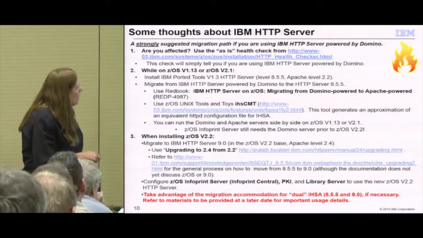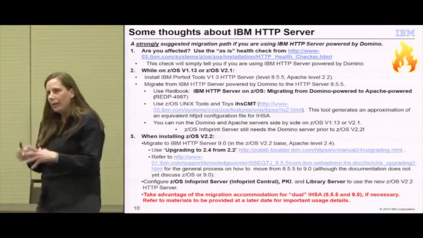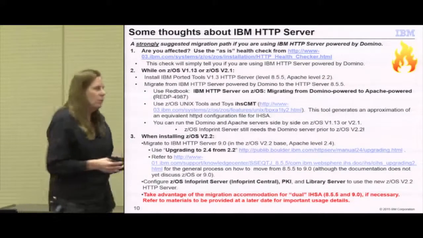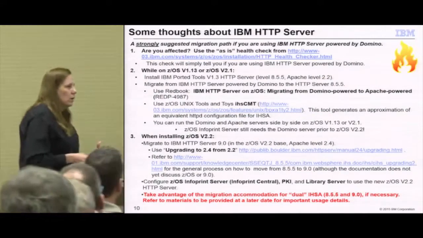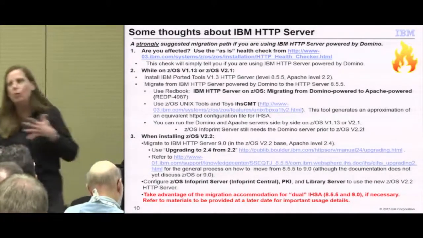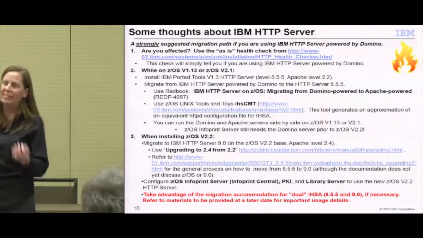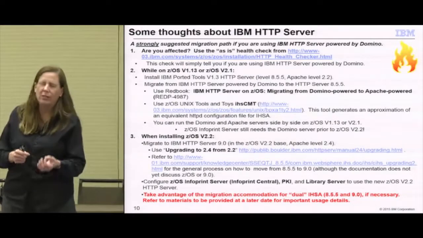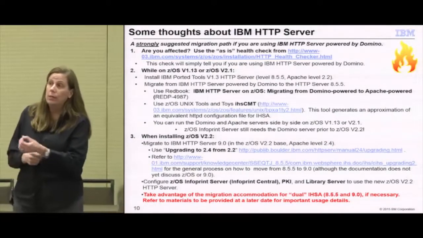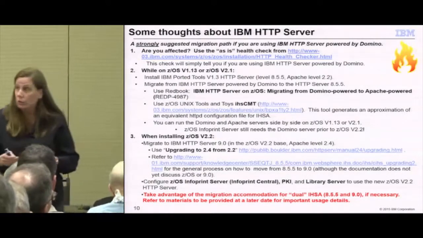Another thing to keep in mind is that you can run on z/OS release 13 and 2.1 the Domino and the Apache 8.5.5 servers concurrently. And in fact, if you're using the InfoPrint Server, the InfoPrint Central function of the InfoPrint Server, that's exactly how you have to run, because InfoPrint Server, InfoPrint Central function does not support Domino. It does not support Apache yet on 13 and 2.1. The InfoPrint Central function will not support Apache until you get to 2.2.